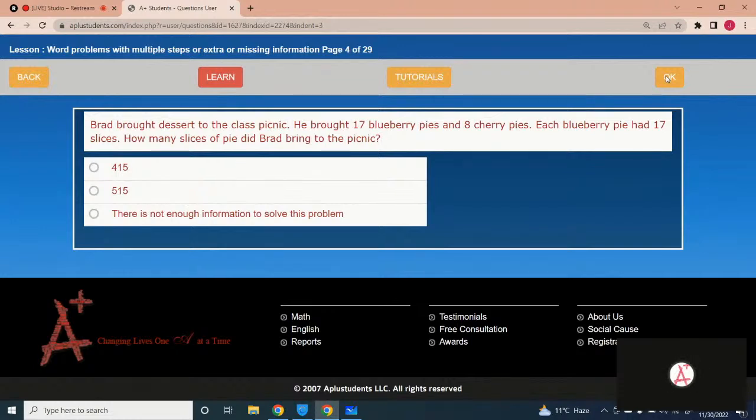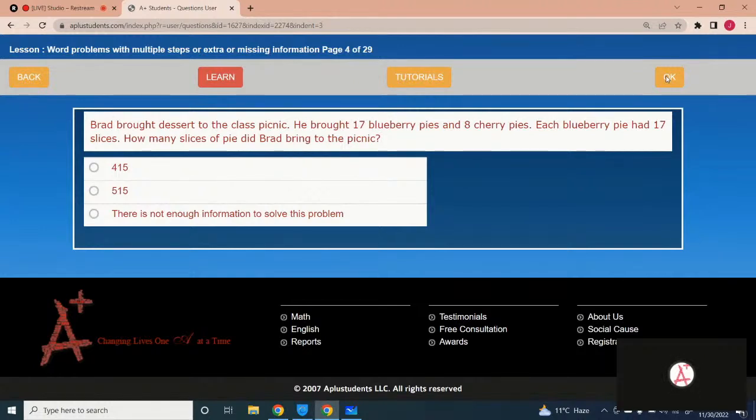Okay, Brad brought dessert to the class picnic. He brought 17 blueberry pies and 8 cherry pies. Each blueberry pie has 17 slices. How many slices of pie did Brad bring to the picnic?